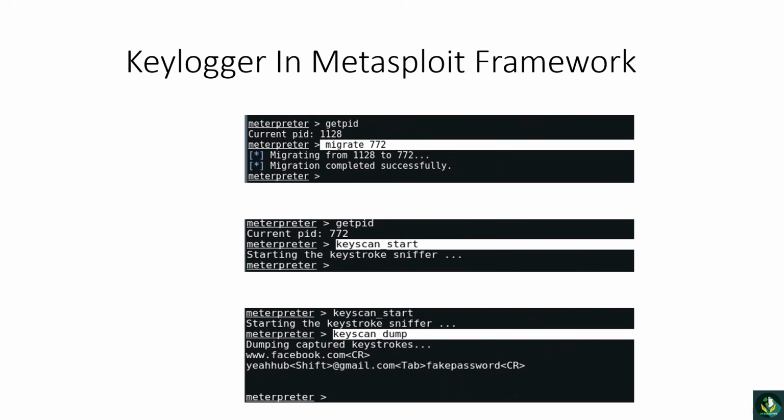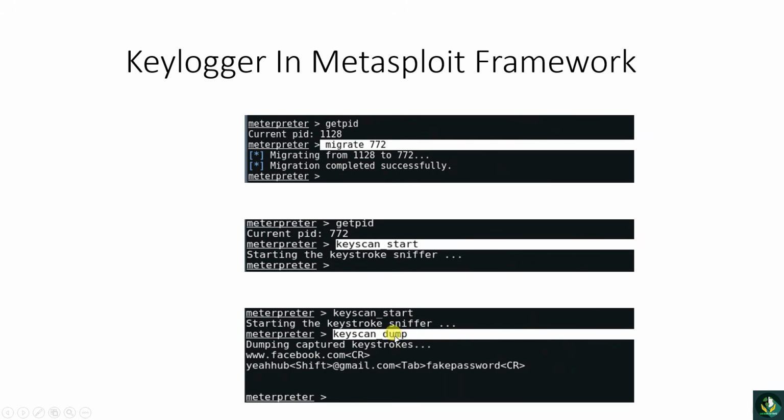To capture keystrokes, simply type keyscan_start and it will start the remote keylogger. Now we need to wait. This will take a couple of minutes until our victim types something on the keyboard, for example, opening the browser and trying to log in to a Facebook account. Now back on the Kali system, to see what was typed, simply type keyscan_dump and press enter.